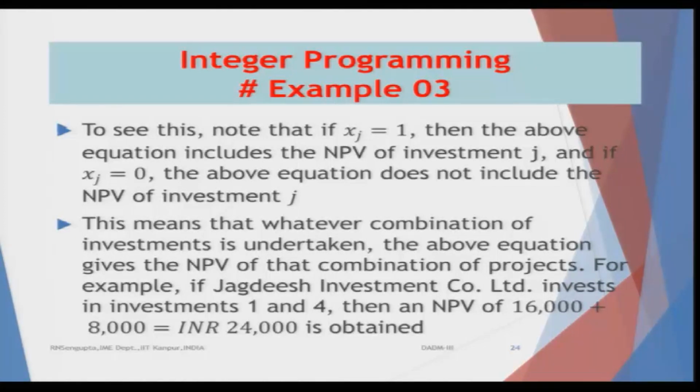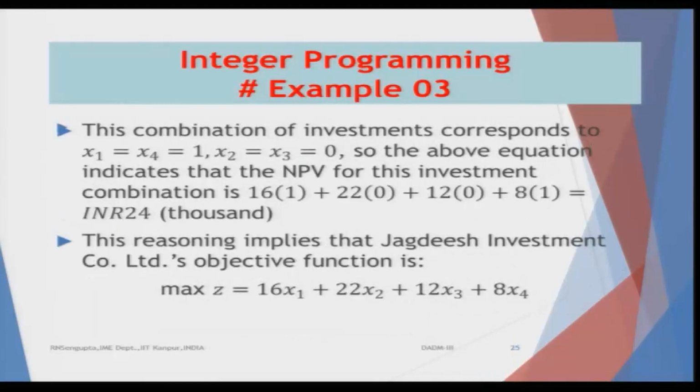For example, if Jagdish Investment and Company invest in investment 1 and 4, sorry, x1 is 1 and x4 is 1, while x2 and x3 are 0. So, in that case it will be 16,000 plus 8,000. So, the total value of 24,000 will be obtained. This combination of investment which we just discussed would mean that x1 is equal to x4 is equal to 1, and the corresponding values of x2 and x3 are 0.